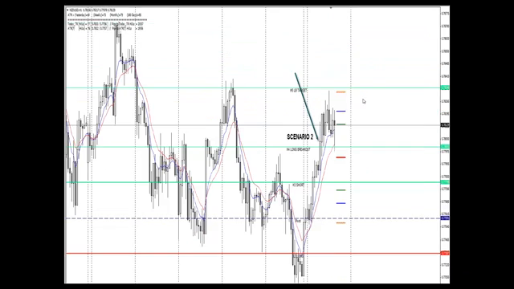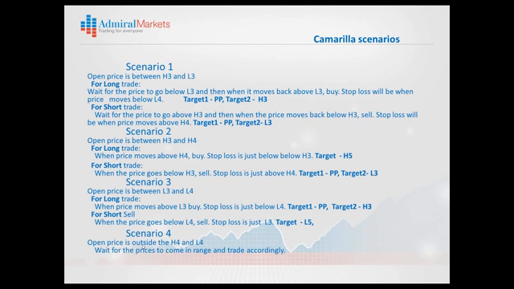And scenario 4 is open prices outside the H4 and L4. Wait for the prices to come in range and trade accordingly. So you always wait for the price to come in range. If the price is outside H4 and L4, wait to retest L4 or wait to close below H3 and then place a short trade. If price is just around L4, wait for it to close around L3 and then place a long trade.